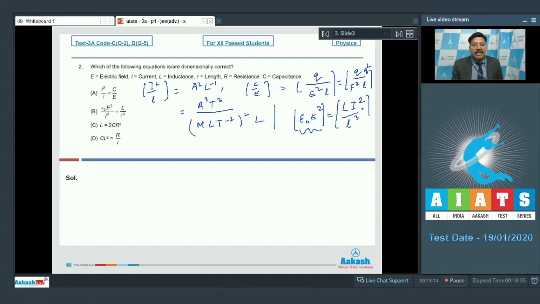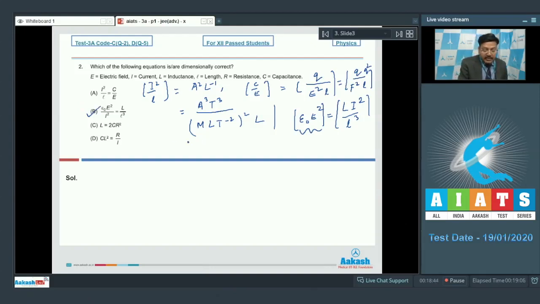We also know that Li square has dimensions of energy because half Li square is the energy stored in an inductor, and of course dimensions of volume in the denominator. So both the left hand side as well as the right hand side have dimensions of energy per unit volume. So option B is clearly correct. Let's look at option C now.